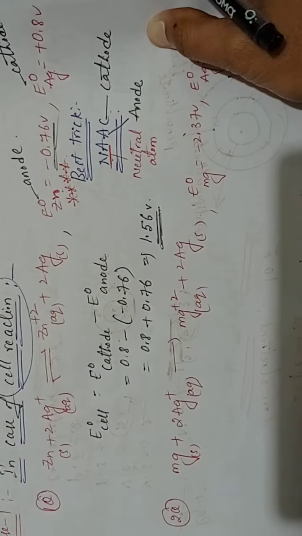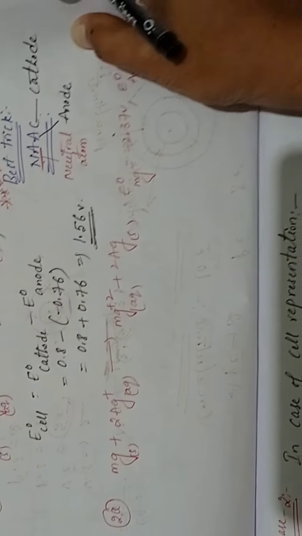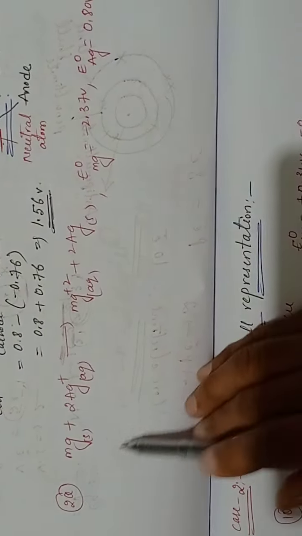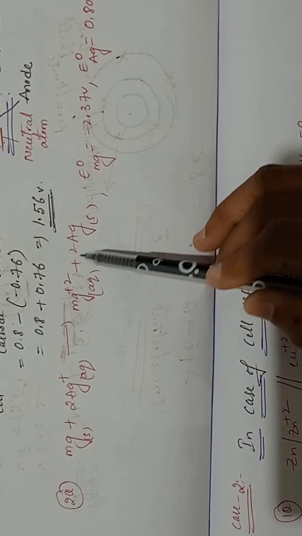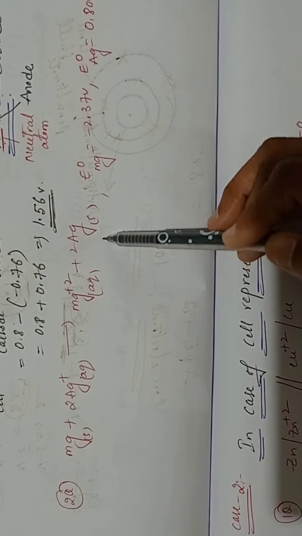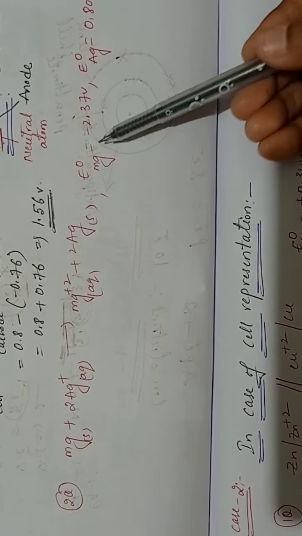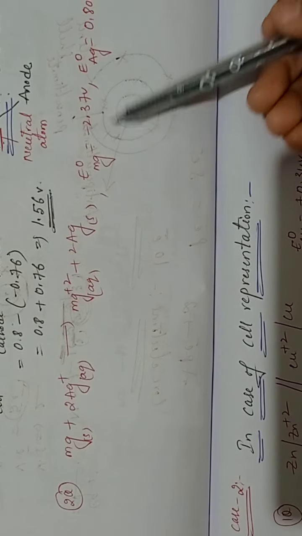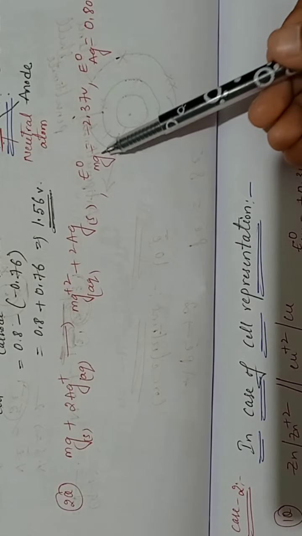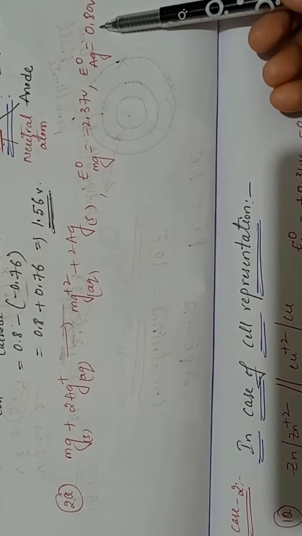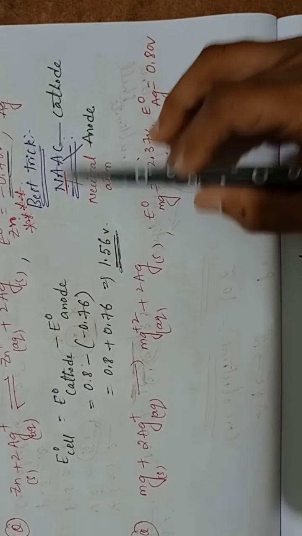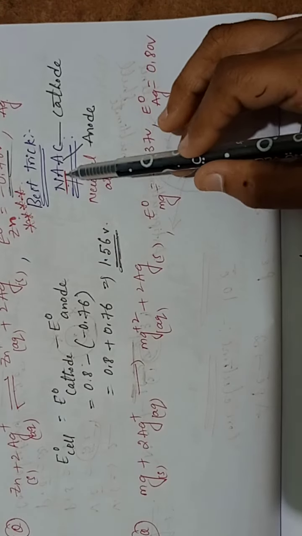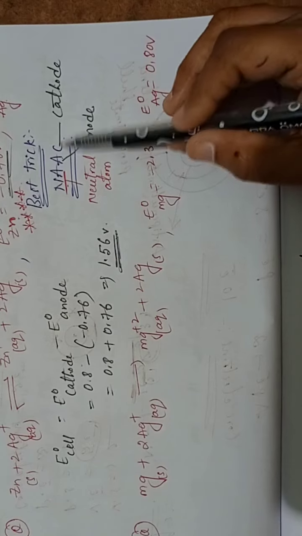Now try the second example. See here, the second equation: Mg + 2Ag+ gives Mg2+ + 2Ag. Here also they didn't give any information about the anode and cathode, just the standard potentials. So what is our best trick, students? NAC: Na is neutral atom, A is anode, C is cathode.